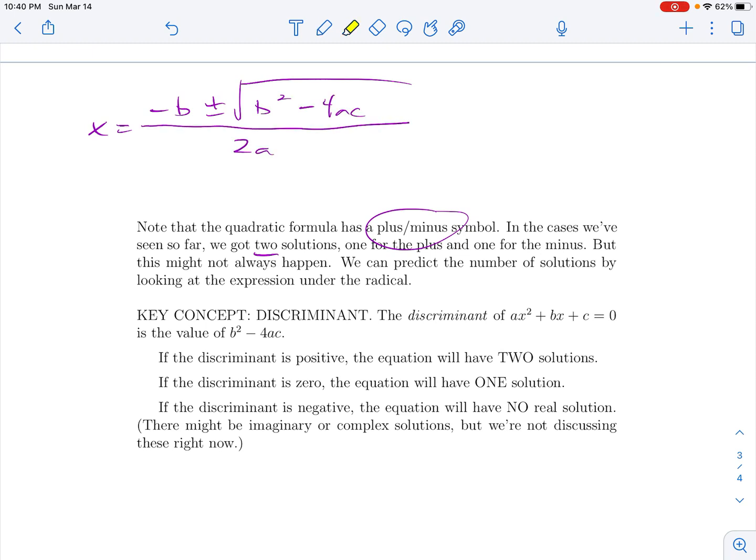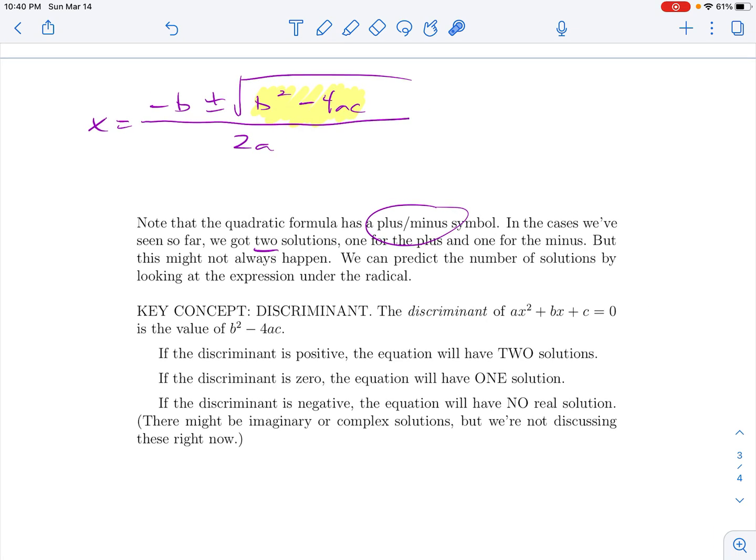What happened in our examples is we took the square root of something positive, right? We had like the square root of 6. So there was one version where we added the square root of 6 and one version where we subtracted the square root of 6. So that's why we had two solutions, but we'll see that there are other possibilities.